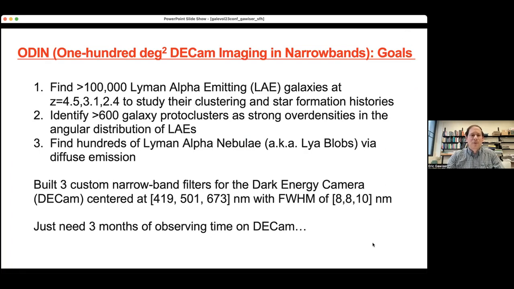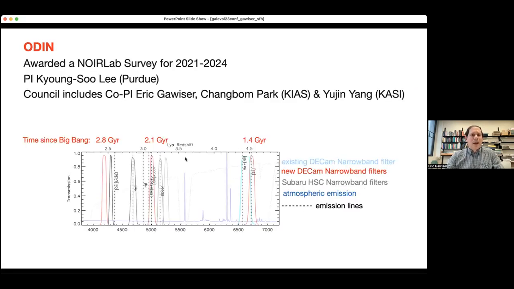distribution of the Lyman alpha emitters, and to find hundreds of Lyman alpha nebulae, affectionately known as Lyman alpha blobs, from their diffuse emission. To do this, we built 3 custom narrowband filters that were large enough to fit the wide field Dark Energy Camera and its 3 square degree field of view, and centered them at the right wavelengths with relatively narrow full width half maxima to find Lyman alpha at these 3 redshifts. But we still needed to get 3 months of observing time on the Dark Energy Camera to make this work. We were fortunate enough to be awarded a NOIRLab survey for that purpose.